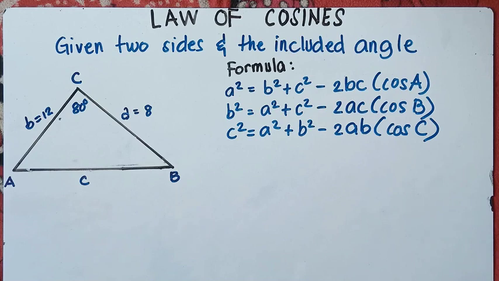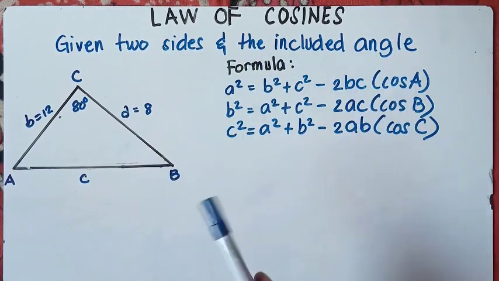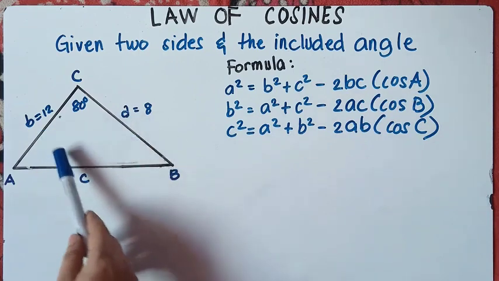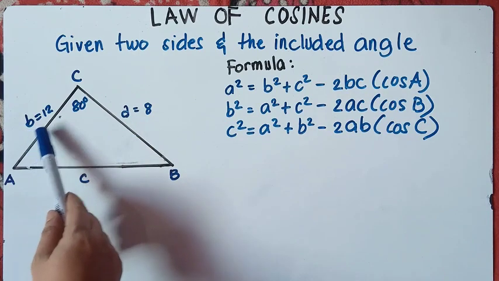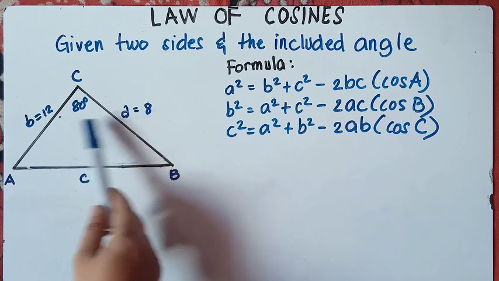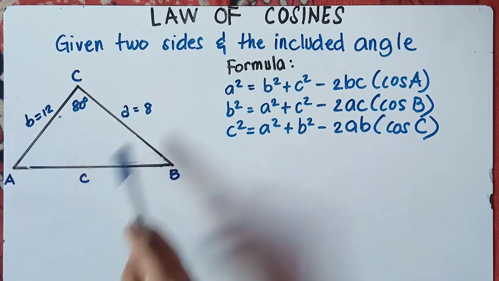Once again, we can only use the law of cosines in the following situations. Number one, given two sides and the included angle. The included angle is in between the two sides. So we have side b is 12 and a is 8, and the included angle is in between these two sides, so we can apply the law of cosines. As well as if there are three given sides.